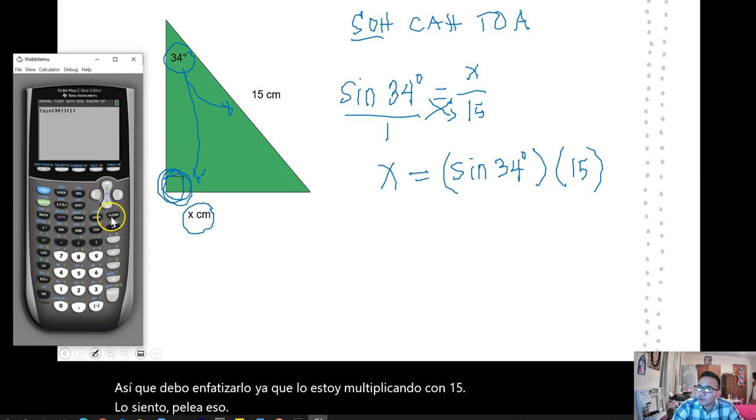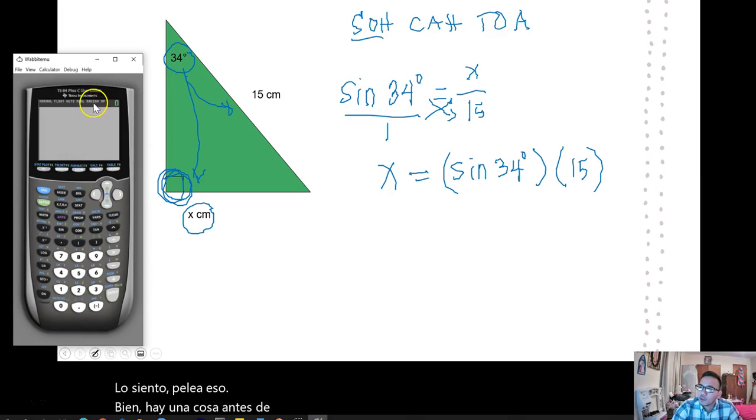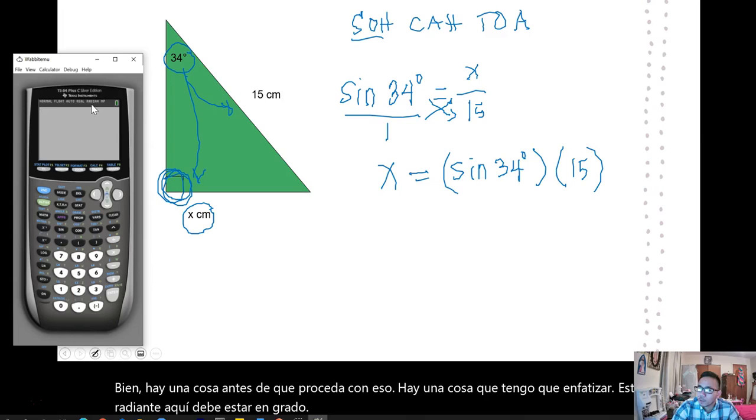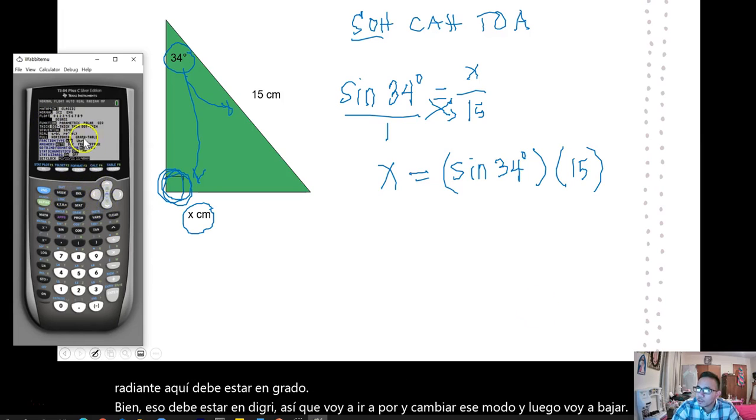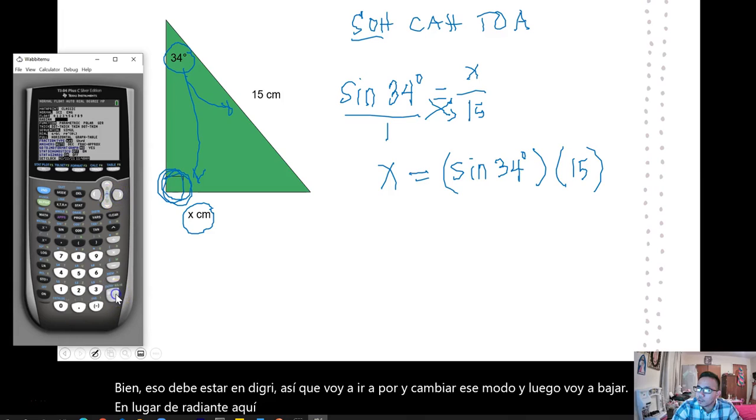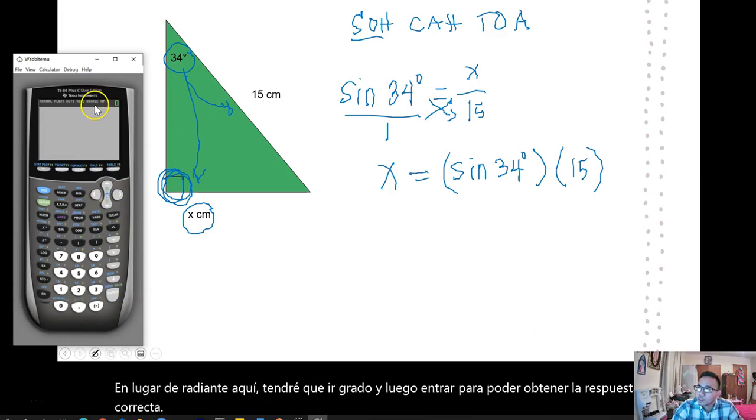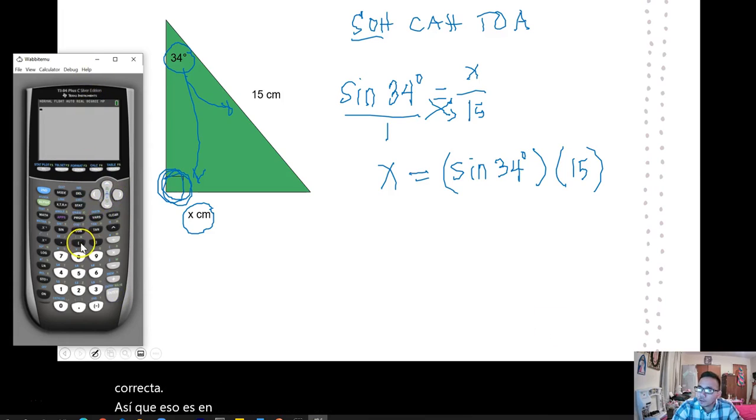Okay, there's one thing I have to emphasize before I proceed. This radian here must be in degree. That must be on degree. So I'll go over and change that mode, and then go down. Instead of radian here, I'll have to choose degree and then enter so I can get the right answer. So that's in degree right now. I'll do the process again. I'm sorry about that, guys.